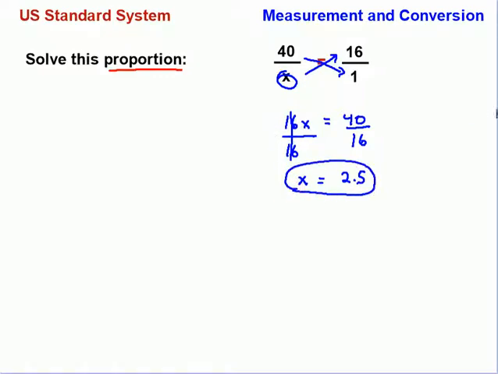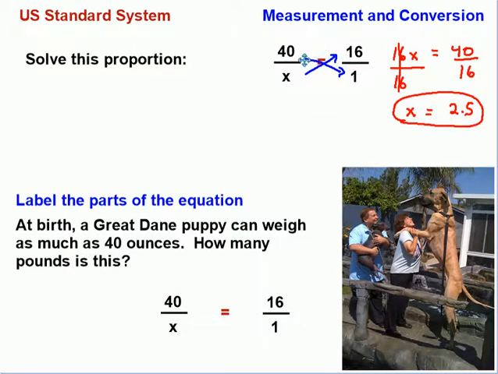Now let's see how that proportion can help us. Here we have the same proportion we solved up here at the top. Now, we're going to look at a problem that matches this proportion. At birth, a Great Dane puppy can weigh as much as 40 ounces. That is a Great Dane. That is not a puppy. That is an incredibly large dog. At birth, one of those can weigh as much as 40 ounces. So we want to know how many pounds that is. How many pounds is this gigantic dog when it's born?